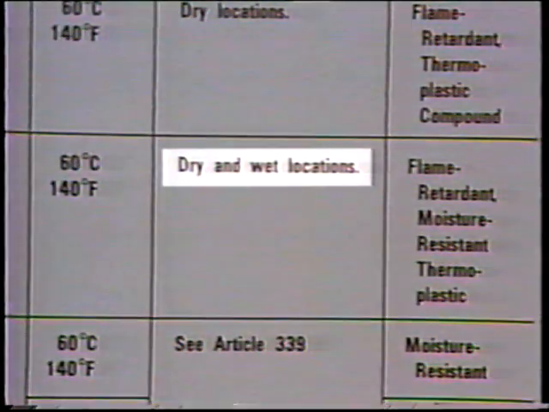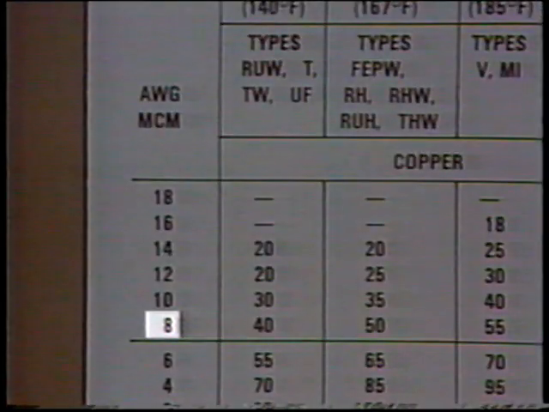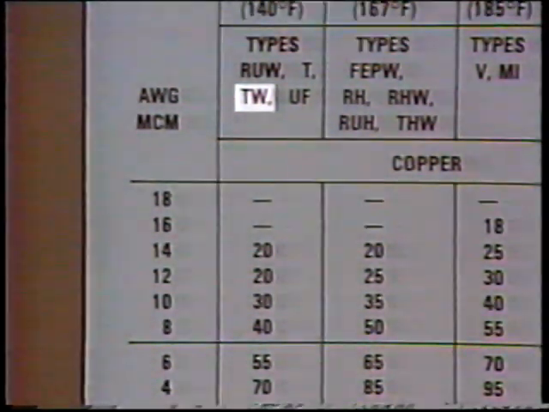The last thing we need to consider is the environment. We said the location was damp. That means the insulation must be able to function in a wet location. Well, we saw earlier that TW can function in wet or dry locations. So we're ready to make a selection. A size 8 AWG type TW conductor rated at 1000 volts would do the job.